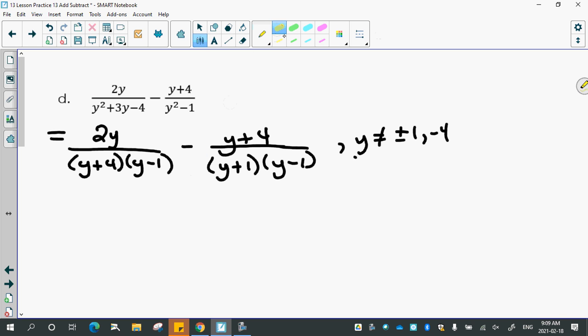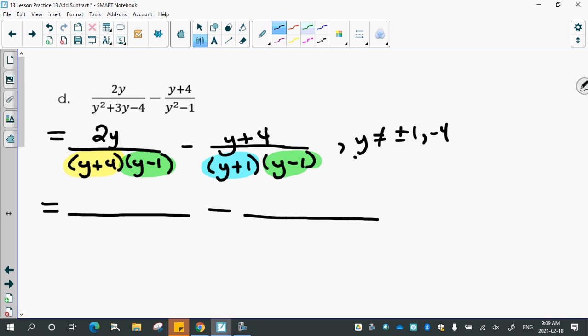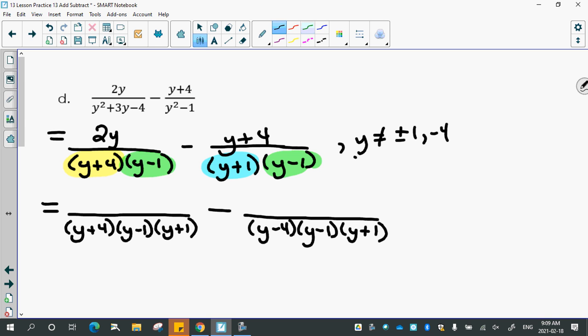So I'm going to highlight things that are the same in the denominator. So y plus 4, is there a y plus 4 on this side? No. Y minus 1, is there a y minus 1 on this side? Yes. And then there's also y plus 1. So there's 3 different factors. Okay, so that means our denominator has to have 3 different factors. It's got to have a y plus 4. It's got to have a y minus 1. And it's going to have a y plus 1. So there's our common denominator. It contains all 3 factors.